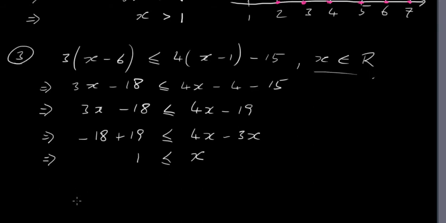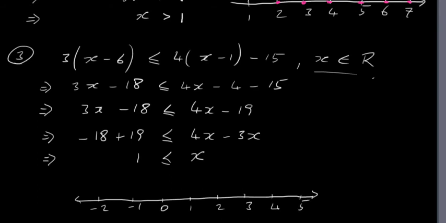So let's just plot that. Now we have our number line, and our real numbers go off in both directions here. So x is going to be greater than or equal to plus 1. Let's just put in some numbers here: minus 2, minus 1, 0, 1, 2, 3, 4, 5. Now x is going to be bigger than or equal to 1. Here's 1 here. Now we need to include all real numbers on the number line bigger than or equal to 1. So we've got to include 1.